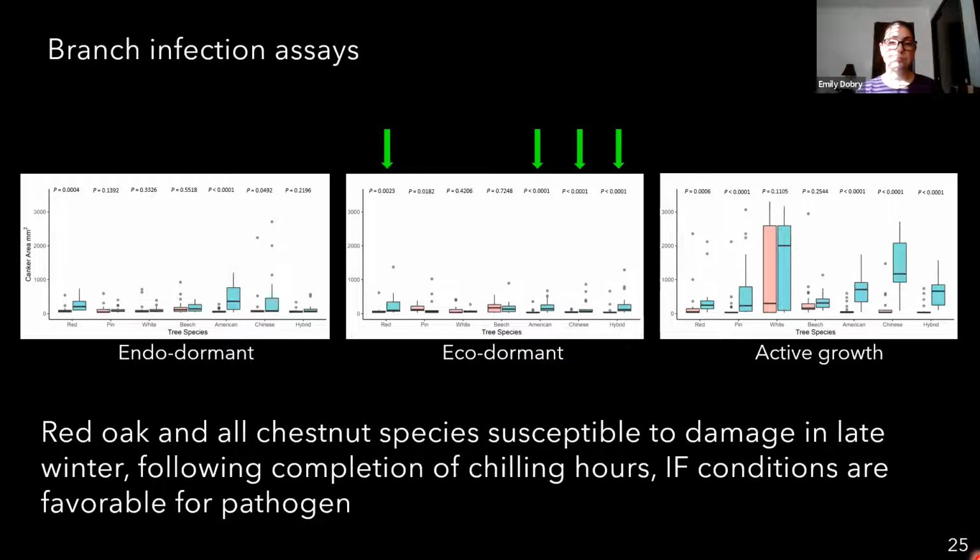For our ecodormants, we saw again that red oak and American chestnut were both susceptible to damaging infection, but now we saw the addition of Chinese and hybrid chestnuts. So this is following the completion of those chilling hour requirements. These are tissues that were harvested in February of 2021.